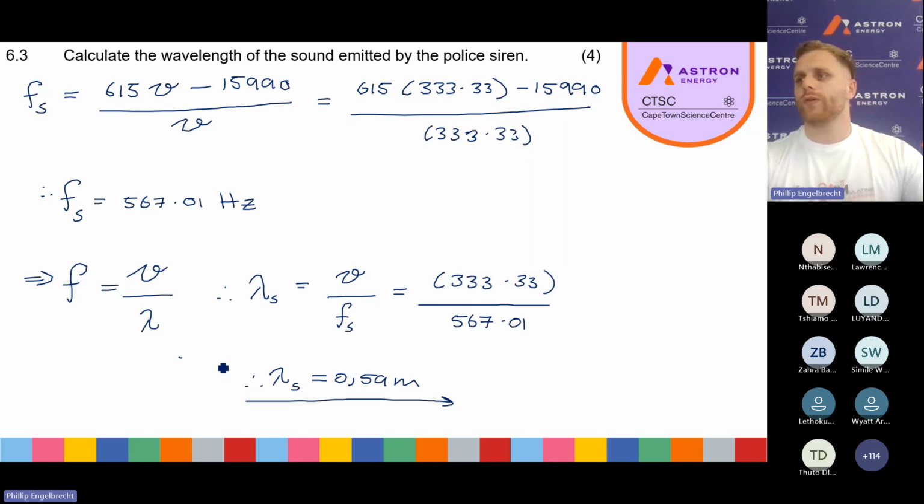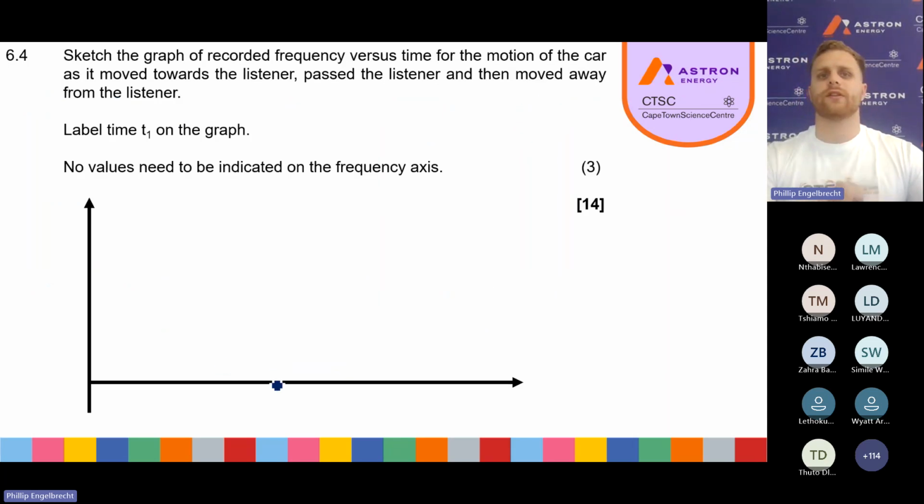Anyways, moving forward. So now it says, sketch the graph of the recorded frequency versus time for the motion of the car as it moved towards the listener, past the listener, and then away from the listener. Label time t1 on the graph. No values need to be indicated on the frequency axis. So remember, on my y-axis, that's the recorded frequency in hertz. On my x-axis, that's the time in seconds. And t1 is somewhere over here.